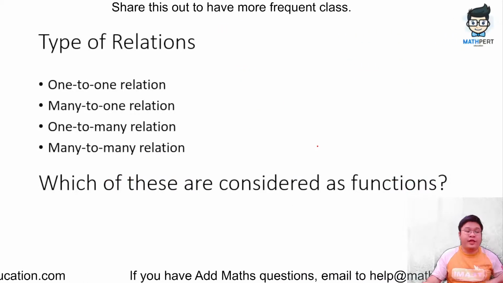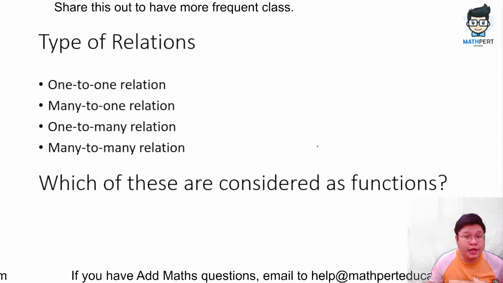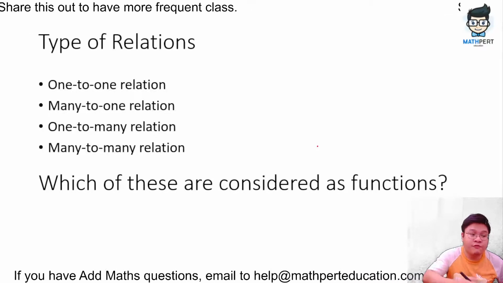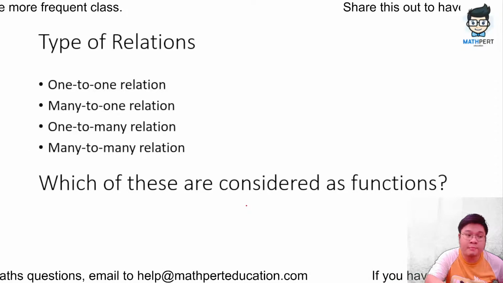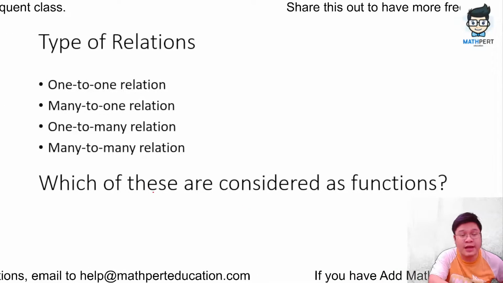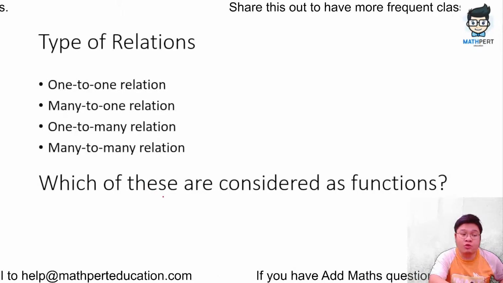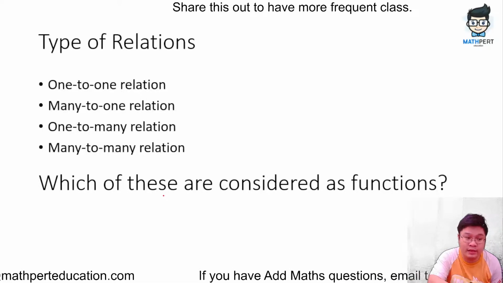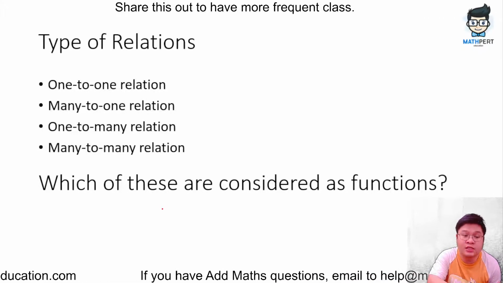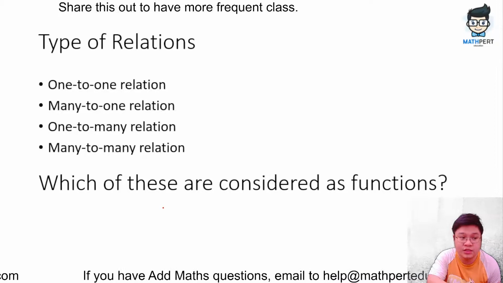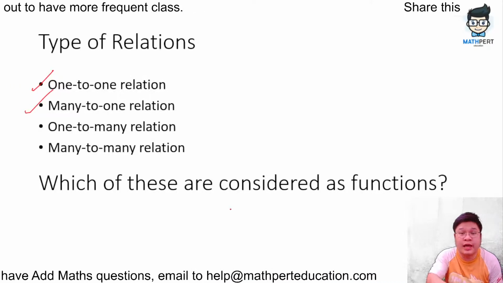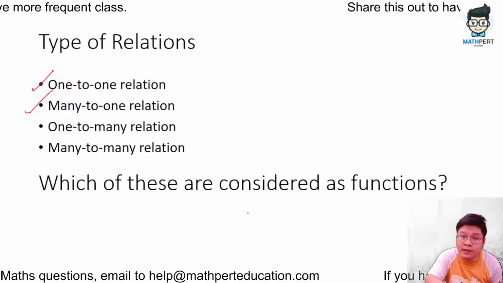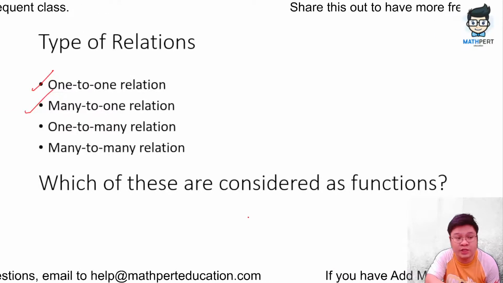So, types of relations. There are 4 types of relations in functions. The first one, one-to-one. Second, many-to-one. Then one-to-many, and then many-to-many. So which of these are considered functions? One-to-one and many-to-one are considered functions. One-to-many and many-to-many are not considered functions.